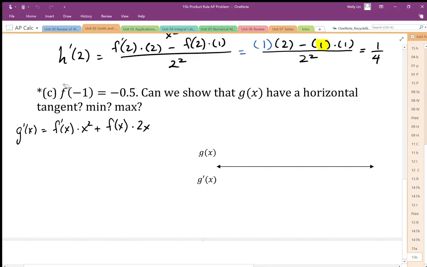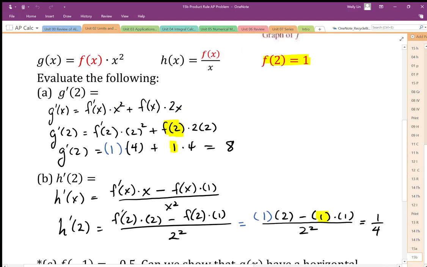So we can give another y coordinate: when x is -1, y is -0.5. Okay, so that seems like random information, but we're being asked, can we show that g of x has a horizontal tangent and whether it's a min or a max? Well, here I've just copied out the derivative of g that I got from above, so it's the same derivative as I solved for here.